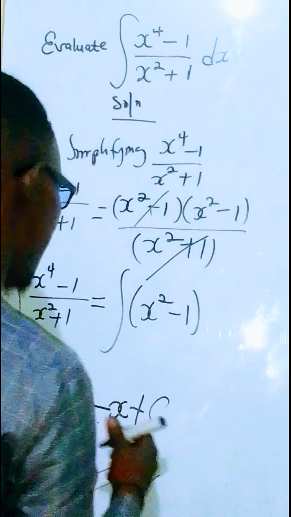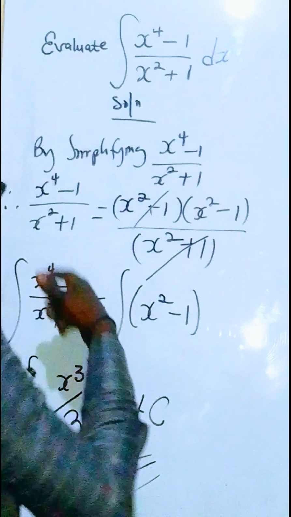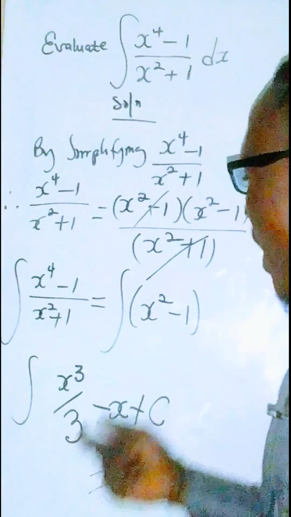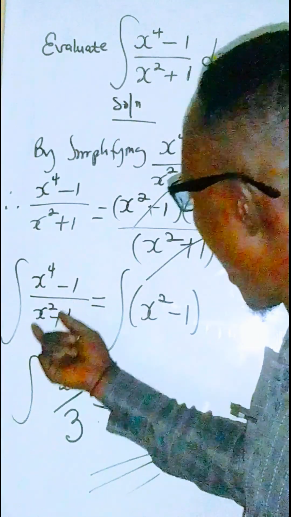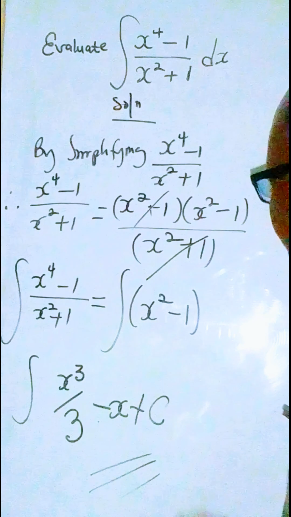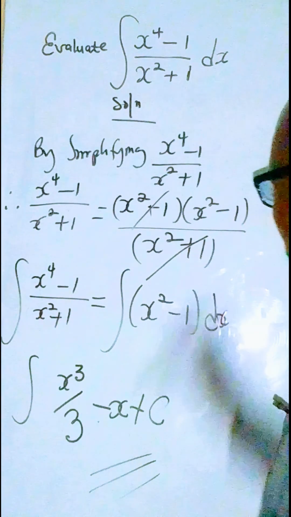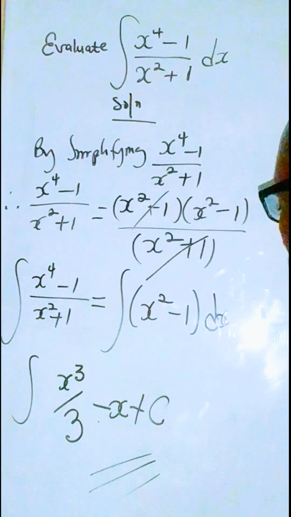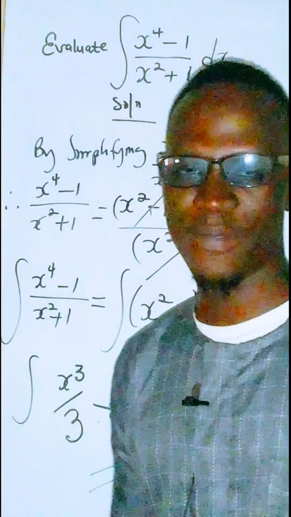So don't forget that once we are integrating x exponent 4 minus 1 all over x exponent 2 plus 1, it simplifies to x squared minus 1. Then we have the final answer here: x exponent 3 all over 3 minus x plus c. This becomes the final answer.